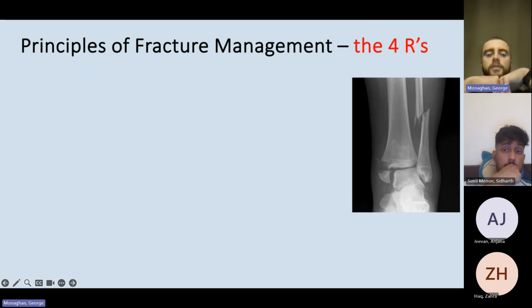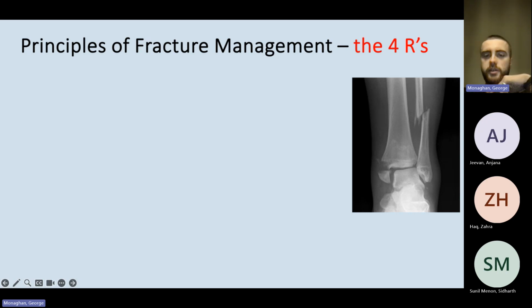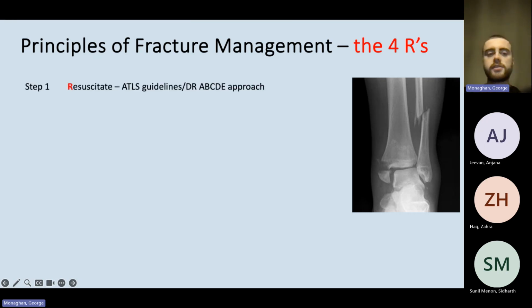As I said, we're starting off with the principles of fracture management. So just in general, how we go about dealing with fractures. Say we're in an A&E department and somebody comes in with a suspected fracture, how we deal with them and what we do. And they're the 4 R's. So the first R is resuscitate. That's the first thing we do with any patient coming into A&E.